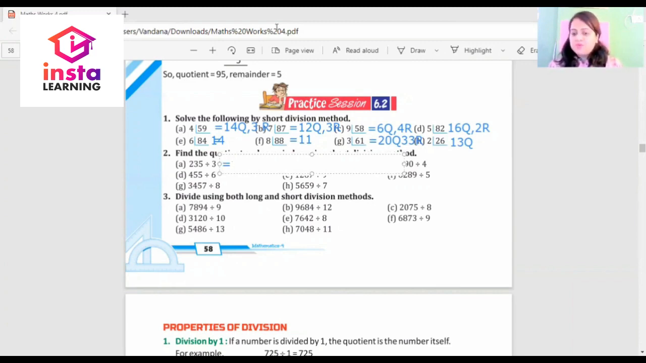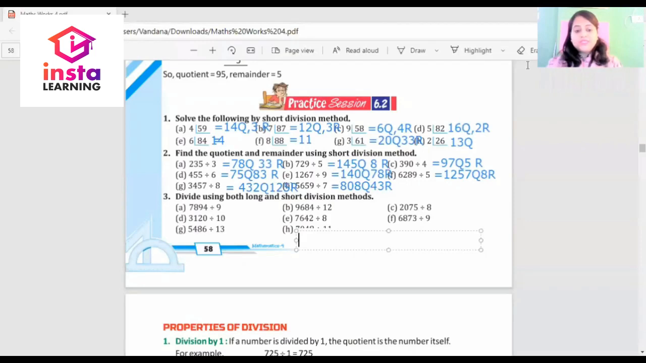Okay, very good. So students, this is your 235 divided by 3. So you have to write the answer. 78 is your quotient and 33 is your remainder. Just look at this question 235. So write your number first.